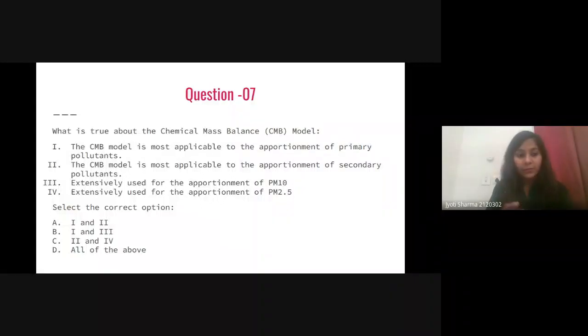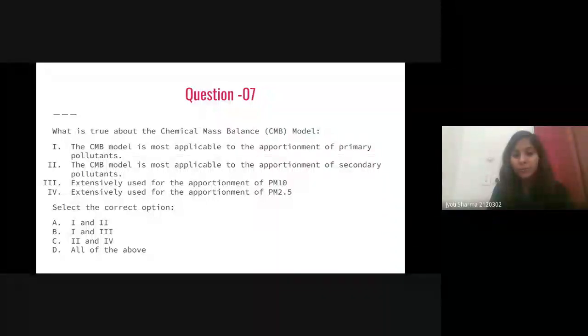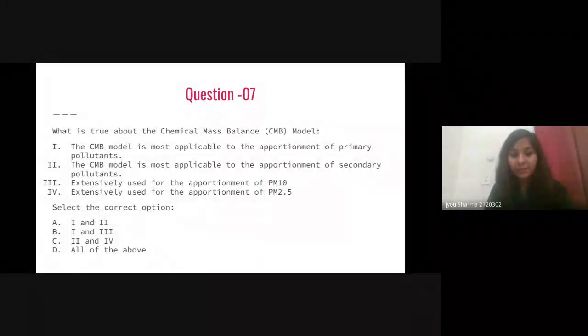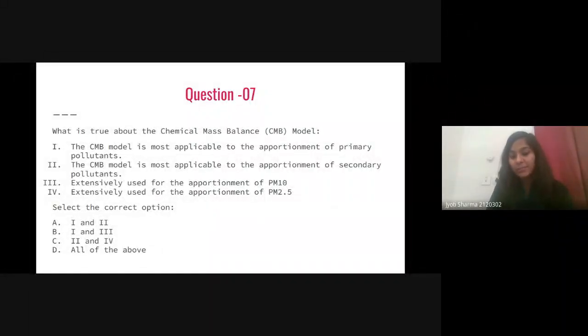So I have this question: the CMB model is most applicable to the apportionment of the primary pollutant, is most applicable to the apportionment of secondary pollutant, extensively used for the apportionment of particulate matter 10, and extensively used for the apportionment of particulate matter 2.5. So you have to tell me the characteristic feature of this chemical mass balance model. What should be the answer? A, B, C, D.